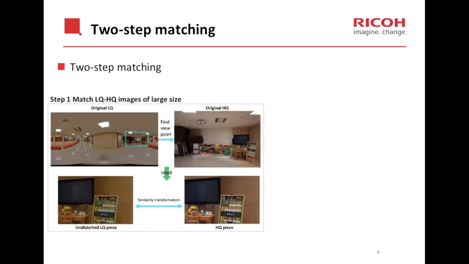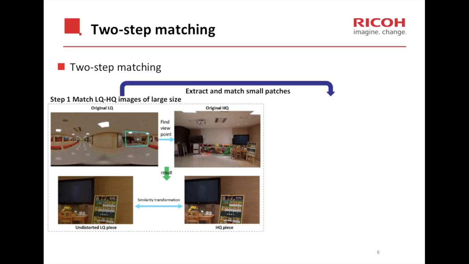The first step is to match the LQ and HQ images at large size. Firstly, a feature matching method is used to find the viewpoint and get the matched positions between LQ and HQ. Here we use Oriented FAST and Rotated BRIEF, or ORB, as the feature descriptor to detect the key points. Then the LQ is converted from equirectangular to perspective projection, and we finely match the LQ and HQ using a similarity transformation with the ORB descriptor again.